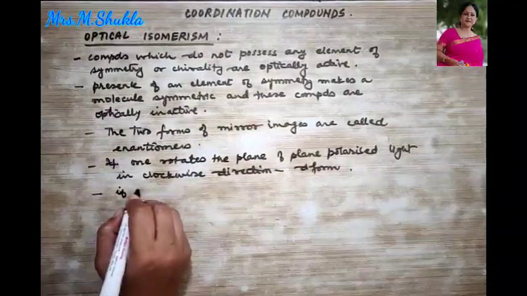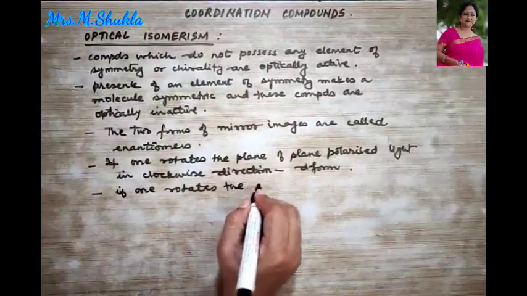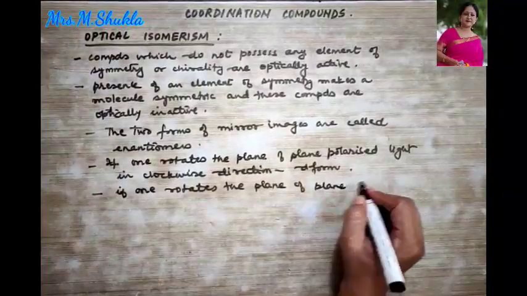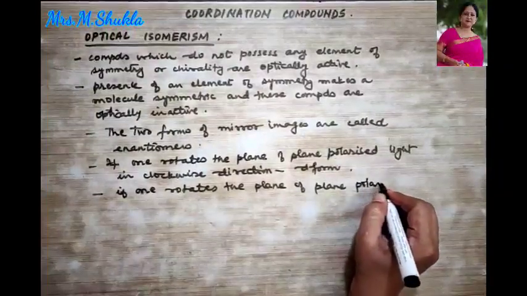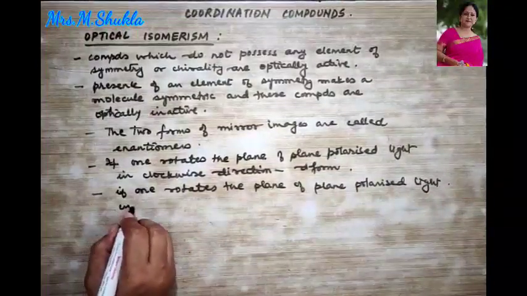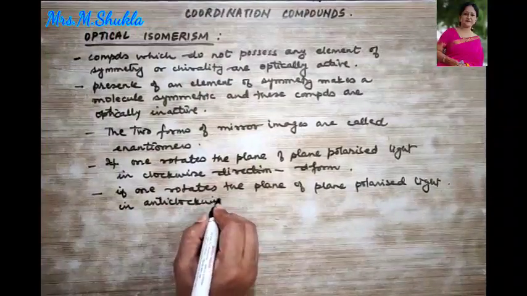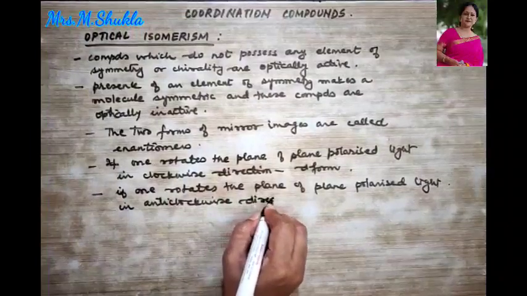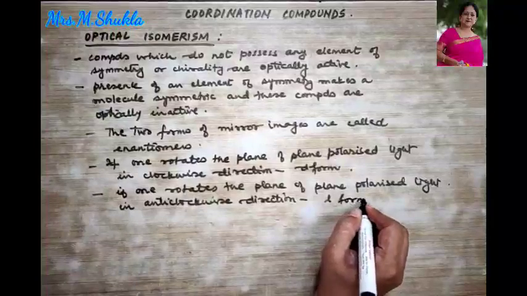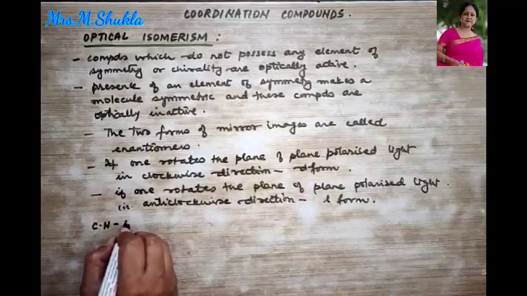But if one rotates the plane polarized light in anti-clockwise direction, then what does it form? It forms L form. Fine. Begin with the complexes with coordination number 4.